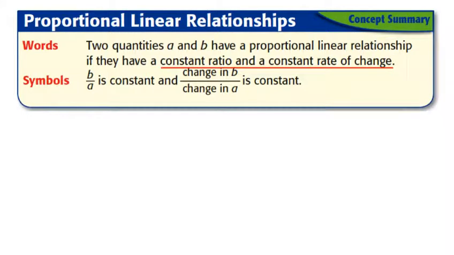So proportional linear relationships: two quantities have a proportional linear relationship only if they have a constant ratio and a constant rate of change. We've been finding the constant rate of change in the last several slides. We also need to look at the constant ratio. If both of those exist, then it is a proportional linear relationship. So let's go ahead and take a look at what some of those problems might look like.